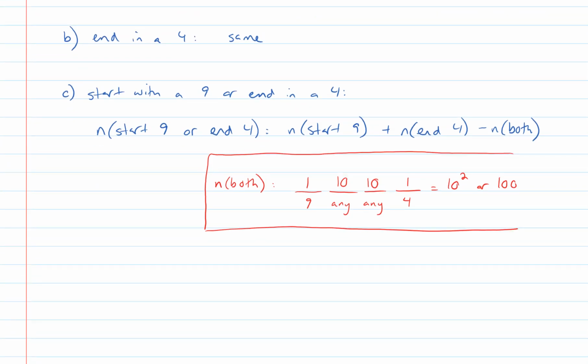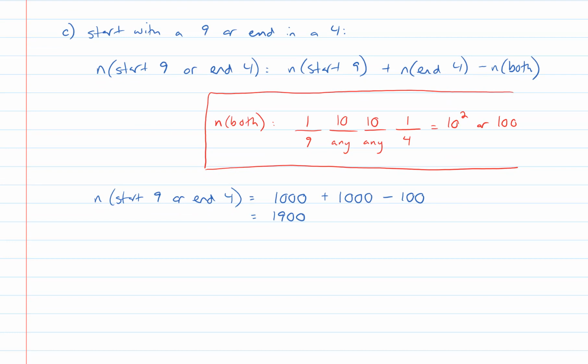So going back to our statement above, we've got that number that start 9 or end 4 is equal to the number that start with 9, which we found in part A to be 1,000, plus the number that end in 4, which we found in part B to be 1,000, minus the overlap, which is 100. And when we add and subtract, we get 1,900 different pins.